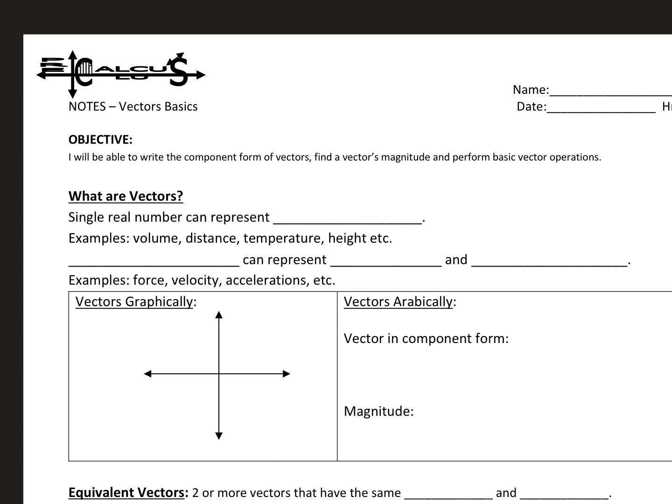Welcome. In this video, we are going to talk about vectors and just some basics about them. So your objective: I will be able to write the component form of vectors, find vector magnitude, and perform basic vector operations. So what are vectors?